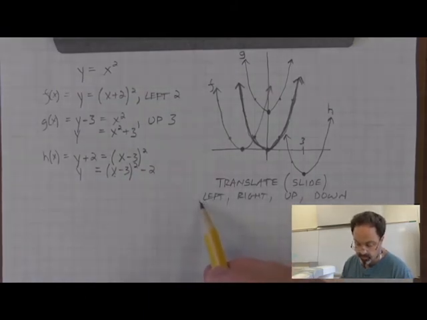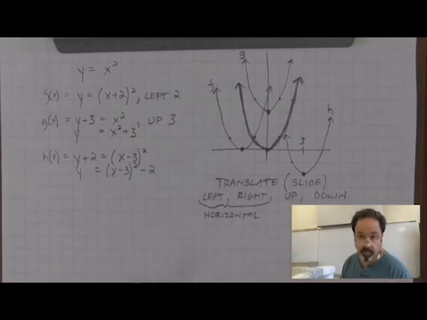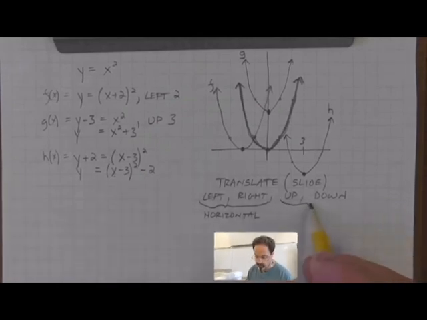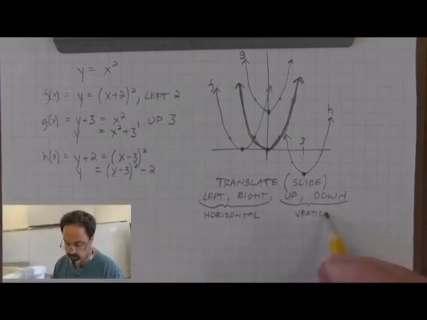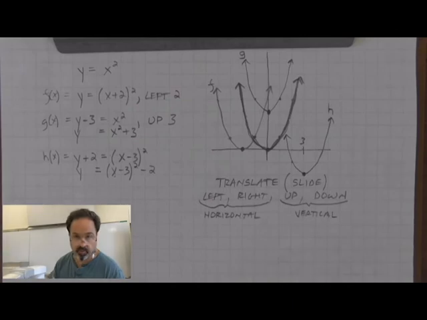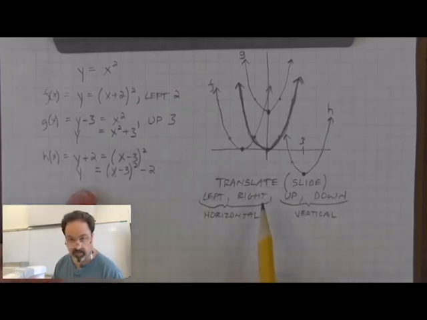Left and right are horizontal translations. Left and right movement is horizontal movement. Up and down translations are vertical. Up and down movement is vertical movement. Let's take a look at our examples.